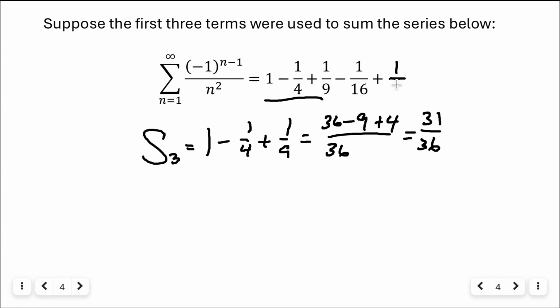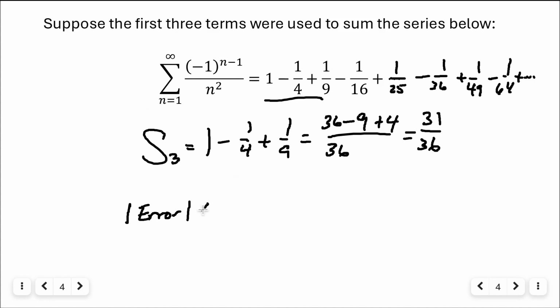There's a million more terms to go. Plus 1 over 25, minus 1 over 36, plus 1 over 49, minus 1 over 64, right? I mean, we could do this forever, okay? But the alternating series error bound says that the error in calculation between this partial sum, 31 over 36, and the actual sum has to be less than or equal to the fourth term of the series, the first unused term after the terms you summed.